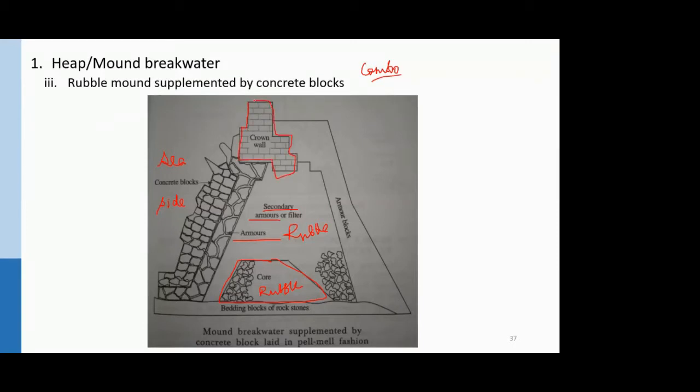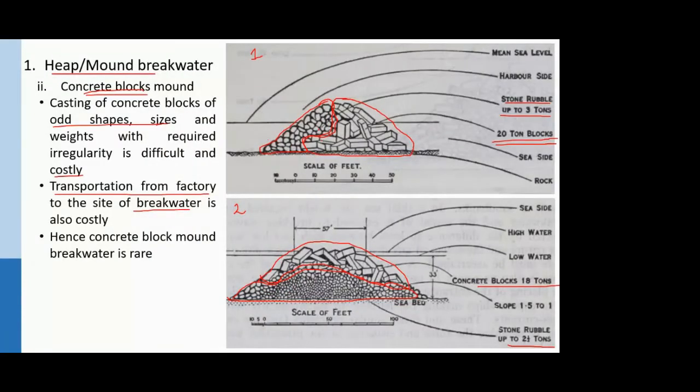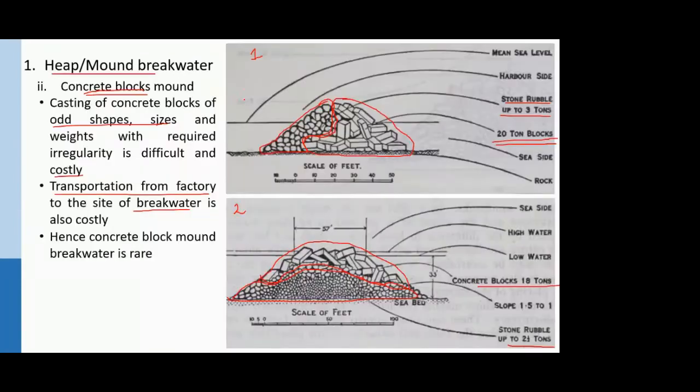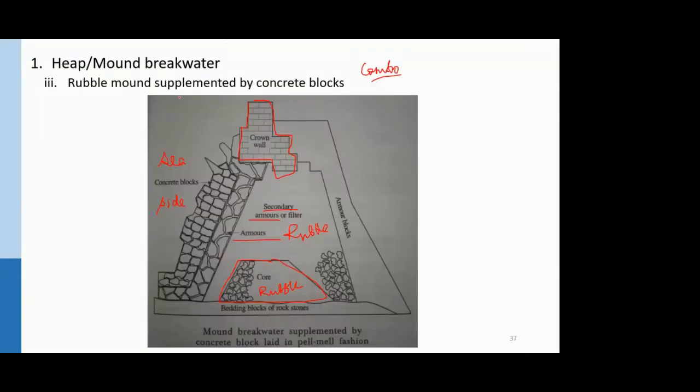You can see you also have some wall or pavement kind of structure which can be used on the top. So it looks very similar to this, but the only difference is that in the concrete block mound we were just dumping the concrete blocks and the rubble together. Here we are trying to form a wall with a definite shape. So that's the difference between the concrete block mound breakwater and the rubble mound supplemented by concrete blocks.